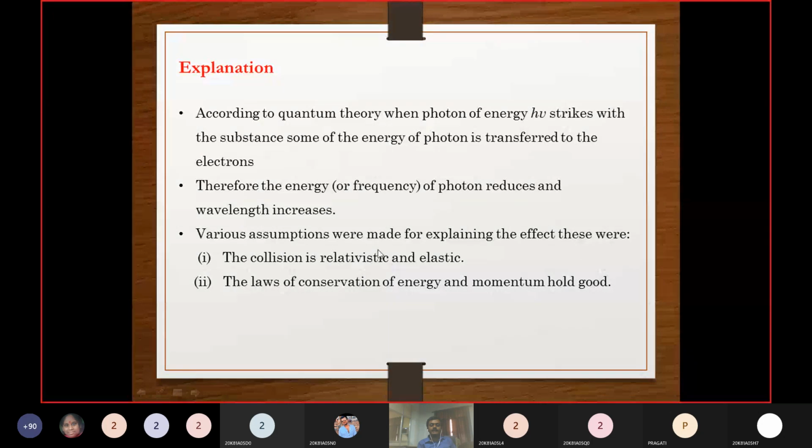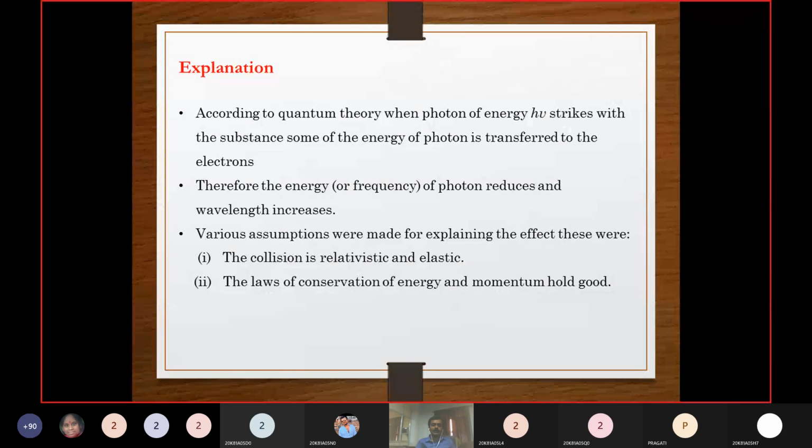Elastic collision is nothing but a collision in which energy is conserved as well as momentum is conserved. Then we call it an elastic collision. So the first assumption is that the collision is relativistic as well as elastic. The second one: the law of conservation of energy and momentum holds good. So elastic collision means conservation of energy as well as momentum.